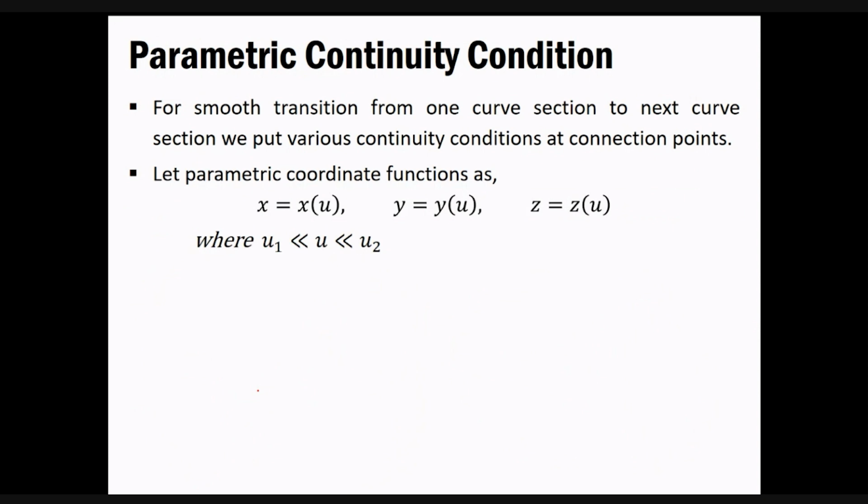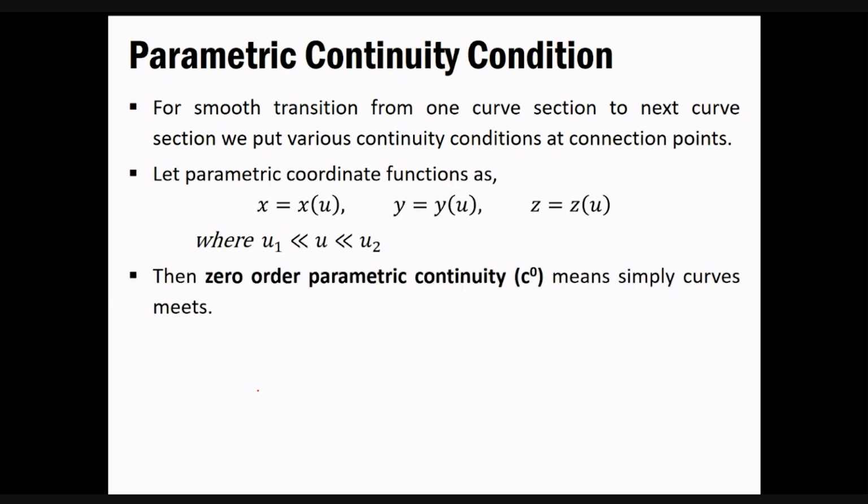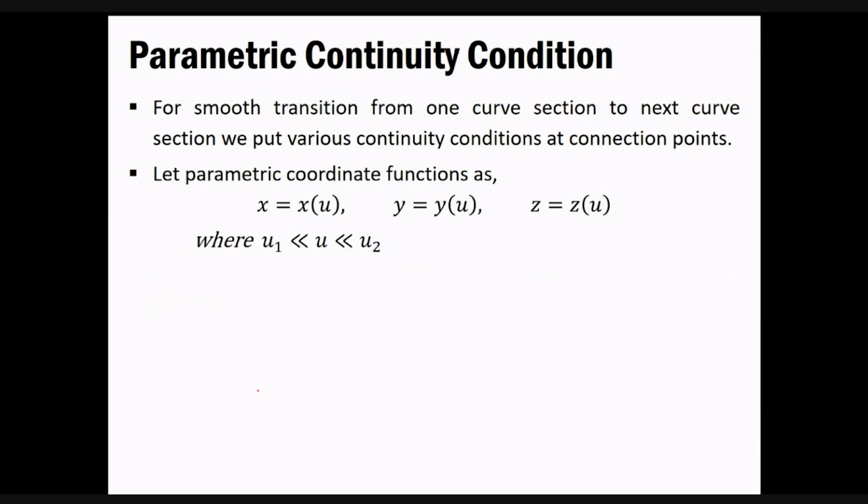Now, obviously it is taking these coordinates into the picture. What it says is, let the parametric coordinate functions be x equal to x of u, y equal to y of u, and z equal to z of u. Three coordinates, x, y, and z, represented with x of u, y of u, and z of u, when u1 is less than or equal to u is less than u2.